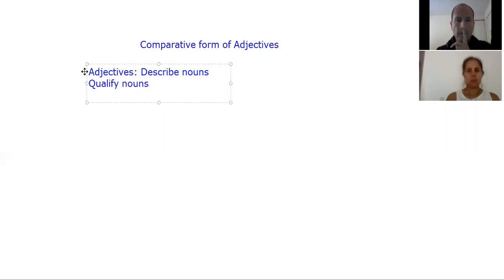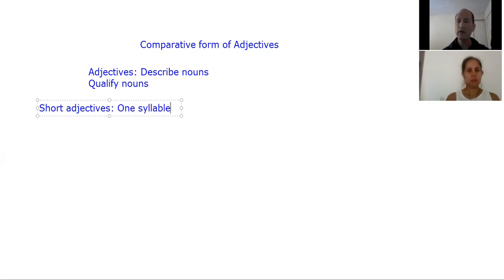Okay, good. We have different forms of comparatives and we have three cases. Tenemos tres casos. The first case of comparative is for short adjectives. Short adjectives means adjectives that only have one syllable. For example, we have tall. That is one syllable, tall.